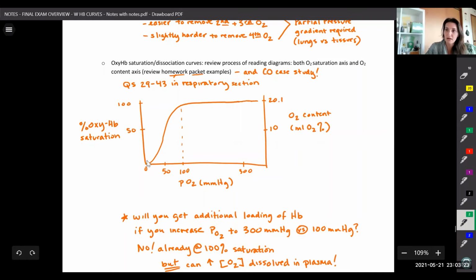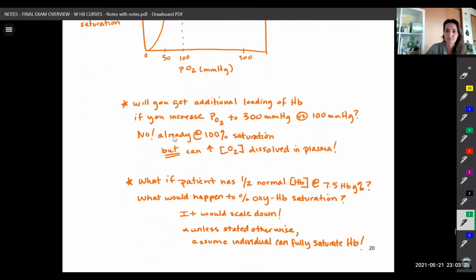And I'm going to show you a diagram like that on an upcoming slide where we redraw this diagram to show what that would look like for an individual that has, in this case, anemia. They have a low oxygen carrying capacity, right, with half the normal hemoglobin concentration. With this in mind, unless it's stated otherwise, we assume they can fully saturate their hemoglobin.